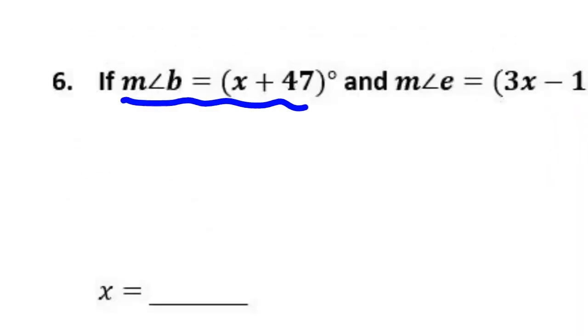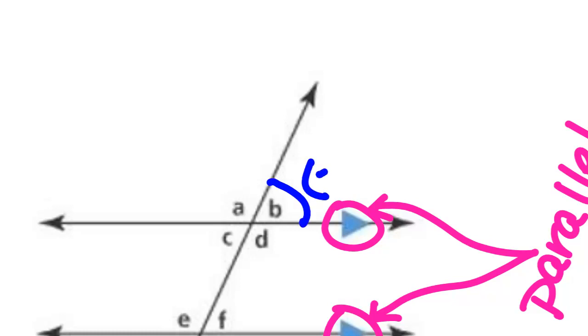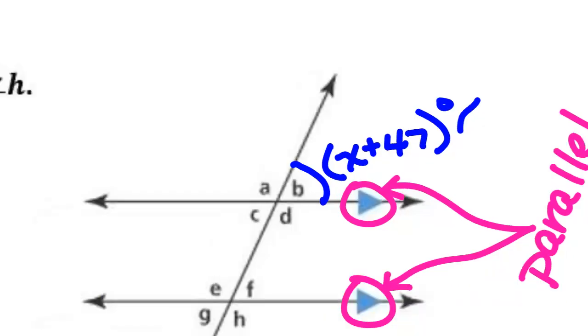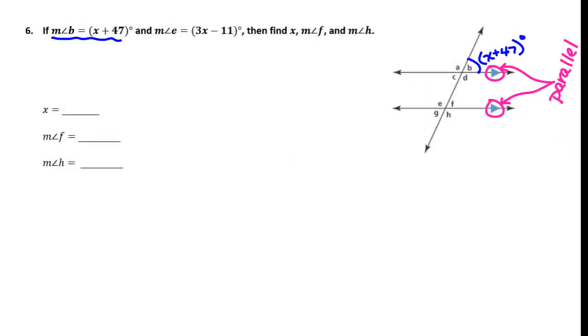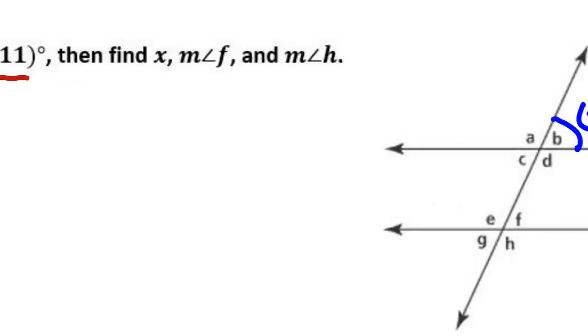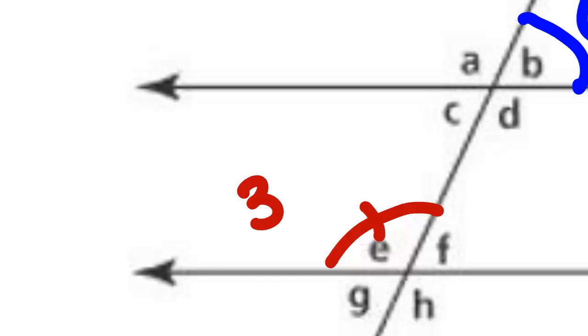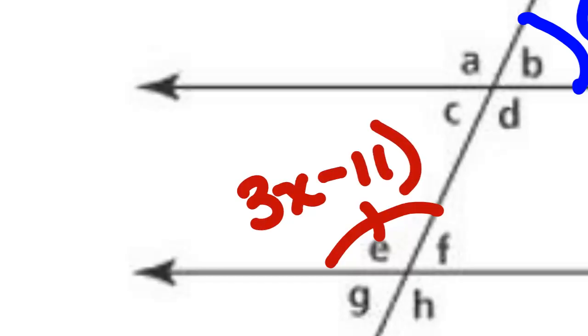Measure of angle B is x plus 47 degrees. Here's angle B, x plus 47. The measure of angle E is 3x minus 11. Well, here's angle E, 3x minus 11.